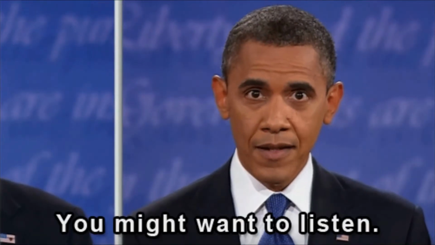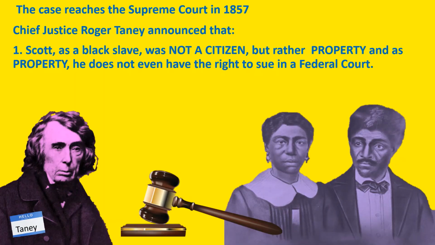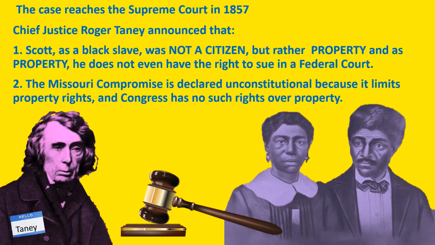Let's see. The case reached the Supreme Court in 1857. Chief Justice Roger Taney announced the decision for the case. Scott, as a black slave, was not a citizen, but rather property, and as property, he didn't have any rights, not even to sue in a federal court. The Missouri Compromise was declared unconstitutional because it limited property rights, and under our Constitution, Congress has no rights to legislate over property.